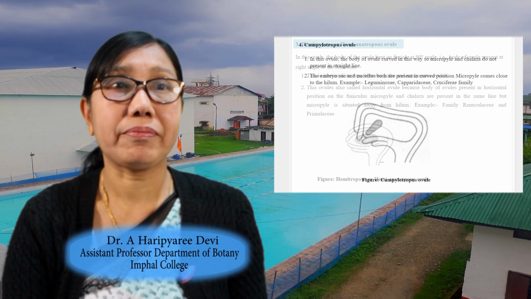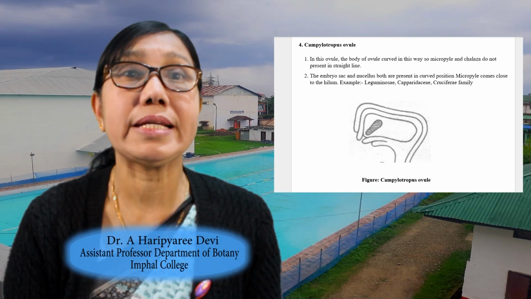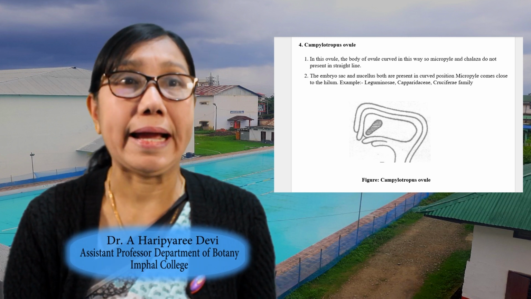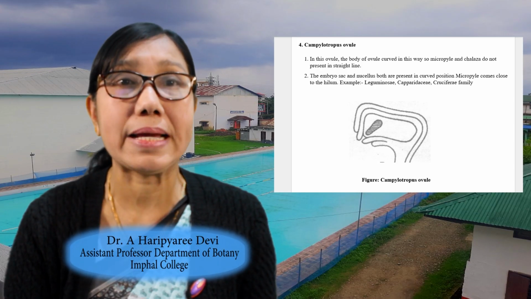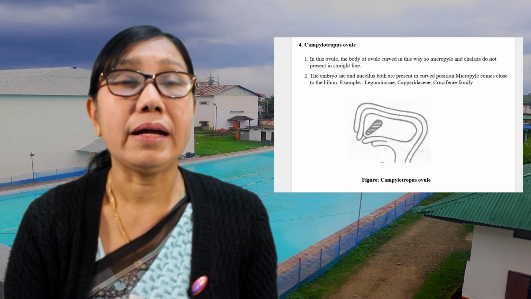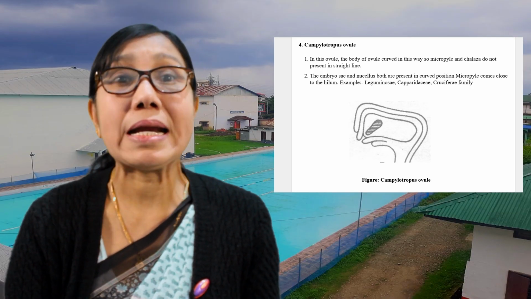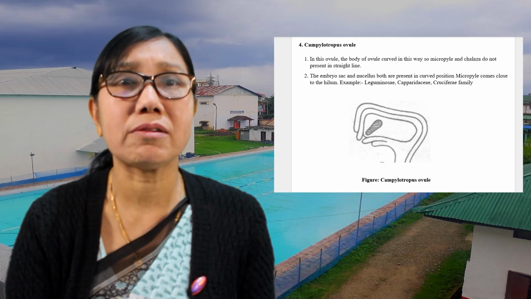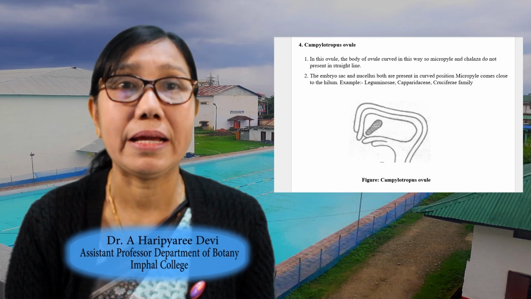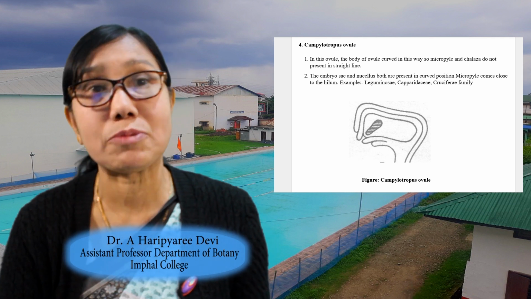The fourth one is the campylotropous ovule. In this ovule, the body of the ovule is curved in this way. The micropyle and chalaza are not present in a straight line. The embryo sac and nucellus are both present in a curved position. The micropyle comes close to the hilum, and this type of campylotropous ovule is found in the Leguminosae, Capparidaceae and the Cruciferae family. What is the Cruciferae family? Cruciferae is your mustard family, the Brassica family. So in the most common type of the Brassica family, this type of campylotropous ovule is found.